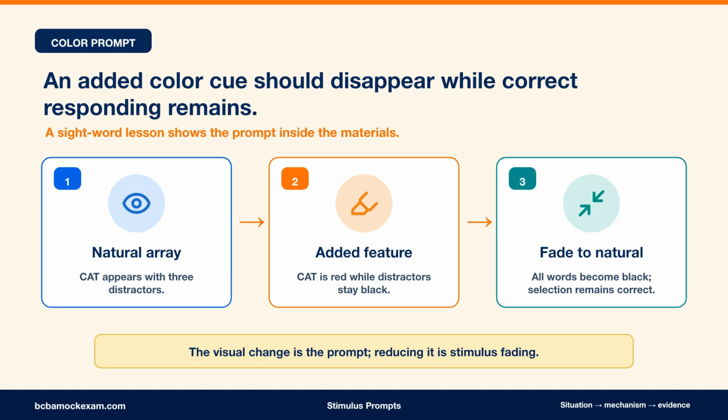Consider a sight word array in which cat is initially red and the distractors are black. The color difference is added to the antecedent materials, so it is a stimulus prompt. Across trials, the red becomes lighter until every word is black and the learner still selects cat. The target response did not change. The artificial feature disappeared, while control transferred to the natural word. That removal process is stimulus fading.